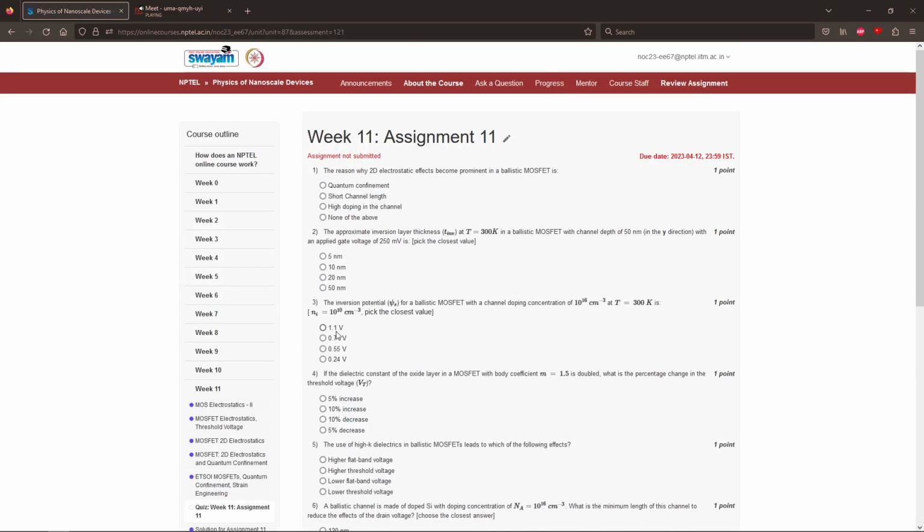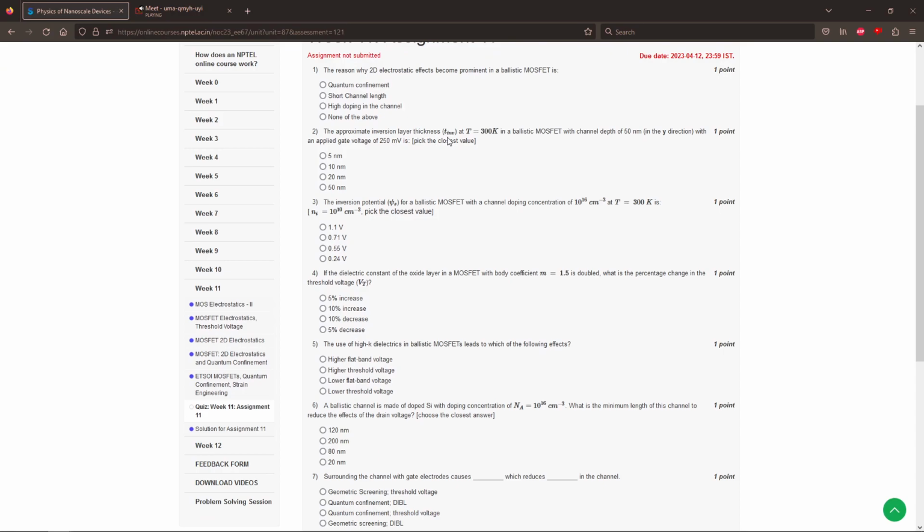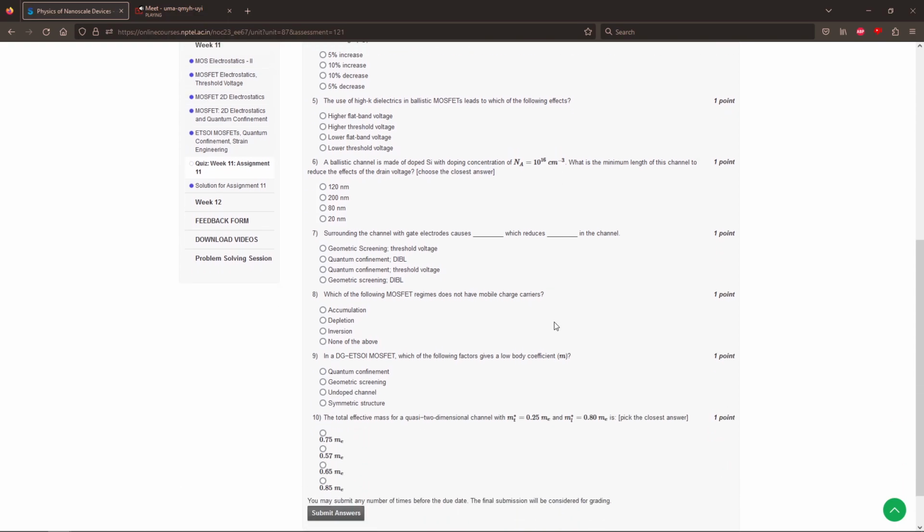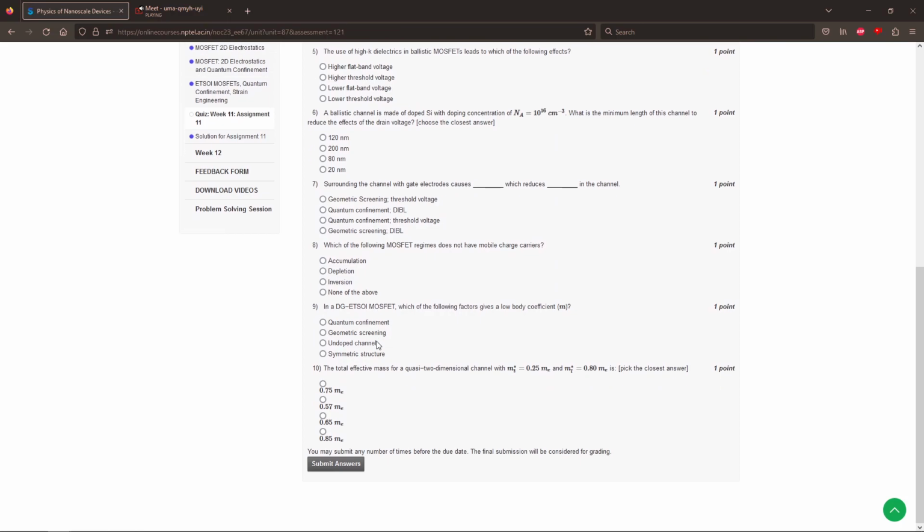So now I will just quickly browse through the questions. As you can see, you are supposed to calculate the inversion layer thickness and find the inversion potential. There is a question on the body coefficient. There is a question on high-K dielectrics. That is why I said your question is a very good question. Now, there is a question about the minimum length for preventing drain effects. So find out what to use. And then there are some theory concepts. And there is a question on total effective mass.